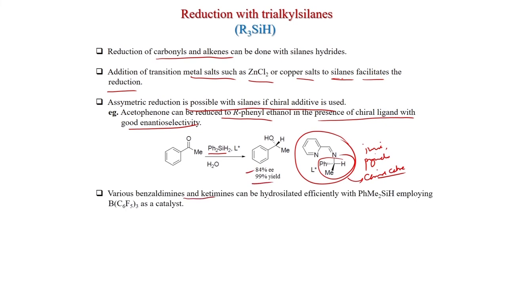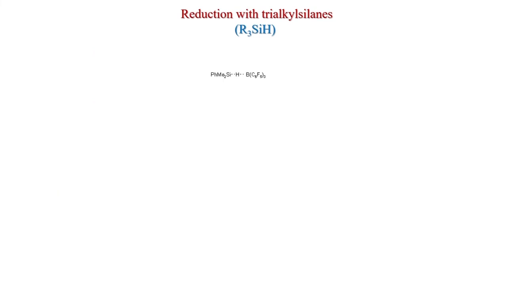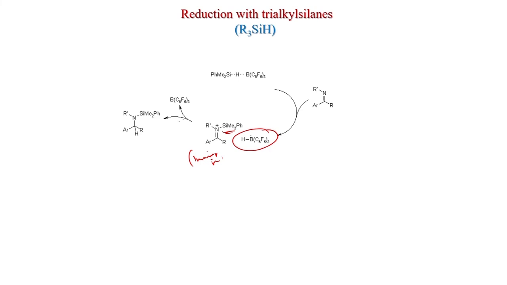Various benzaldehydes and ketimines can be hydrosilylated efficiently with PhMe2SiH employing B(C6F5)3 as a catalyst. This is a strong Lewis acid, because now the fluorine groups are there. So, now the hydride will be attached to the boron, and this complex will be formed. Boron was a Lewis acid, now the hydride attacks the boron, and now it is a Lewis base because boron has a negative charge. Now, this imine becomes an iminium ion because there is a silyl group now, and now the hydride delivery will take place to get this amine, and the catalyst will be regenerated and can react to generate the active catalyst.